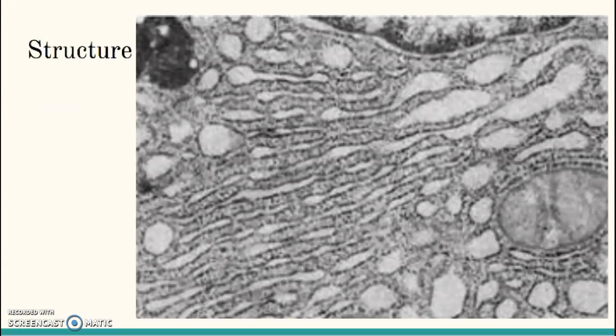The interior of smooth endoplasmic reticulum is called the lumen, which is surrounded by a phospholipid membrane. The smooth ER consists of tubules that are interconnected and flattened stacked patches called cisternae.